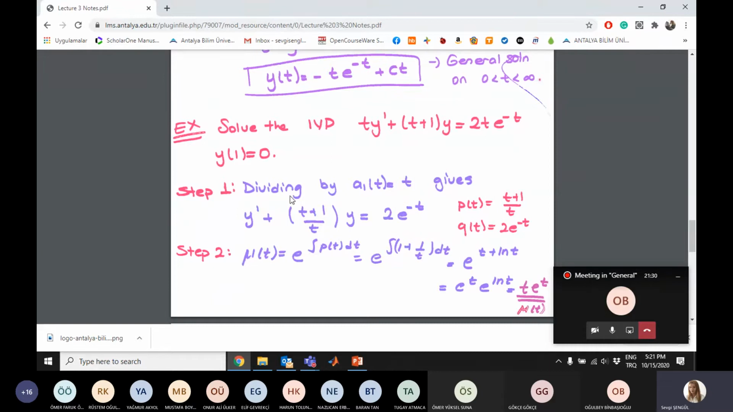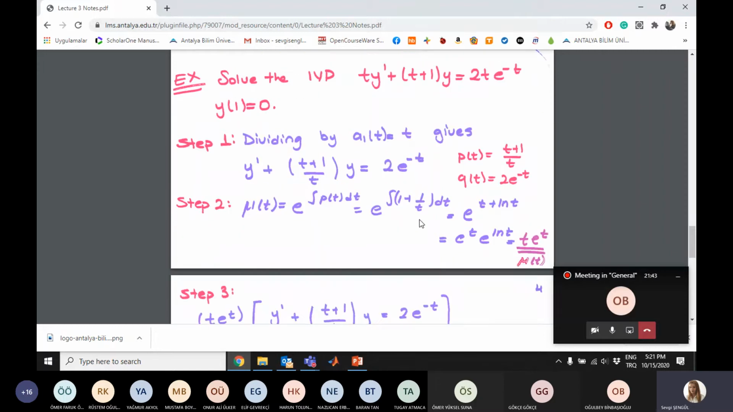Firstly, we need to put this into standard form by dividing it by a1, which is the coefficient of the y derivative, which is t. If I divide it, this is what we get. And here, we need to find the integrating factor as step 2, and our p of t function is here, the coefficient of y. And e to the integral p of t dt, since this is t over t, which is 1 plus 1 over t, and the integral of 1 is t, integral of 1 over t is ln t.